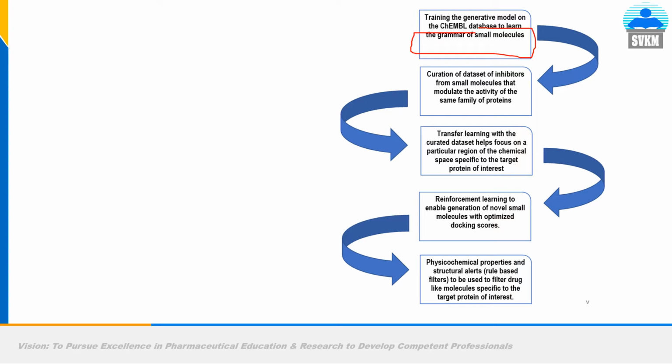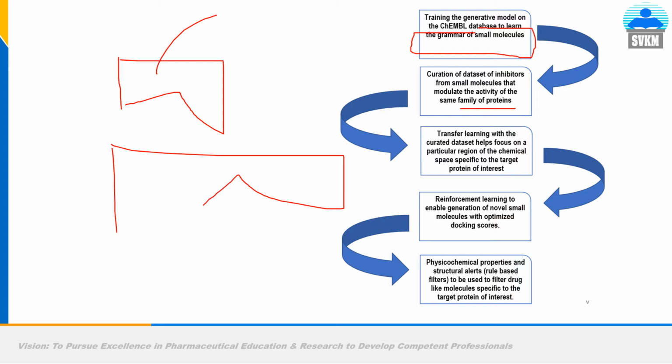Now you will curate the data set of inhibitors from small molecules that modulate the activity of the same family of proteins. So for example, if you don't have the specific receptor, it is very interesting. Suppose you have a protein structure of this type. It is actually what you need, but you have some protein structure which is of this type, right? So you need the ligands for this protein, but you don't have any ligand available in this world for this protein. So you will try to take those ligands which are available for a similar type of protein, this type of protein, right?